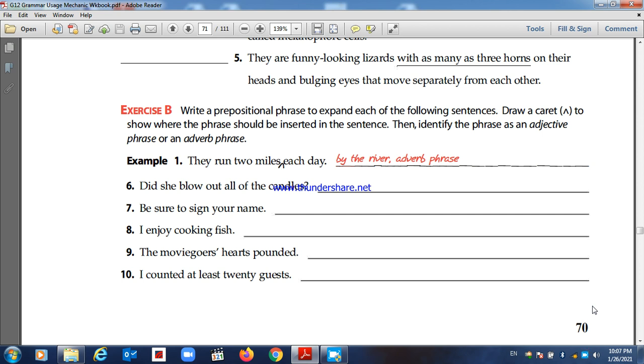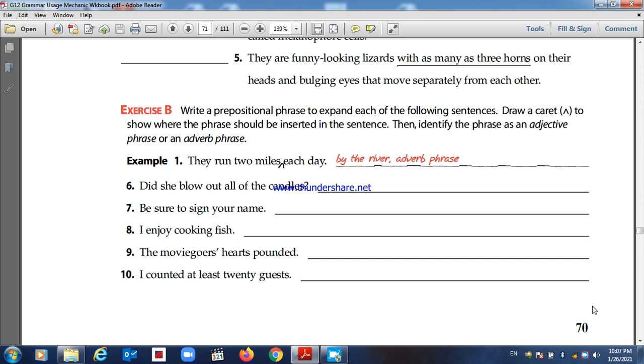Okay, let's add the prepositional phrase in the campground. In the campground. Okay, again here I'm talking about what? I'm modifying the what? I'm modifying here the verb, right? So adverbial phrase, adverb phrase. Number 9, the moviegoers' hearts pounded during the exciting car chase. During the exciting car chase. Okay? Here we are going to write beside it adverb phrase.